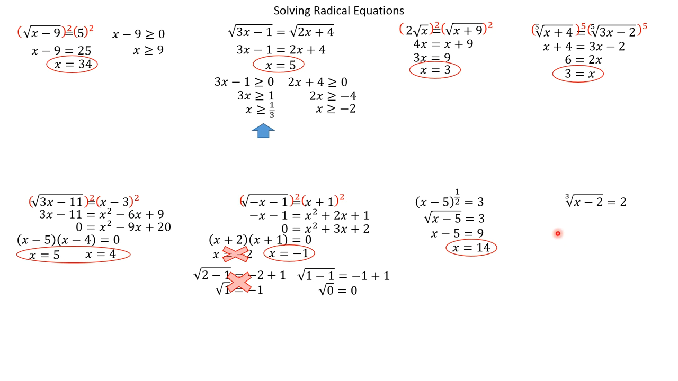Instead of squaring both sides, cube both sides. These will still cancel, so we get x minus 2 equals 2 cubed, which is 8. Add the 2, x equals 10. And if we plug in, 10 minus 2 equals 8, cube root of 8 equals 2, and we're good. So x equals 10. So this is how we can solve radical equations.